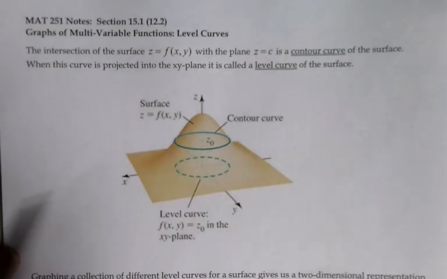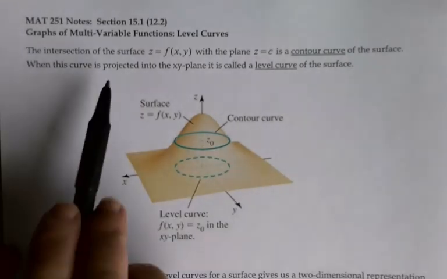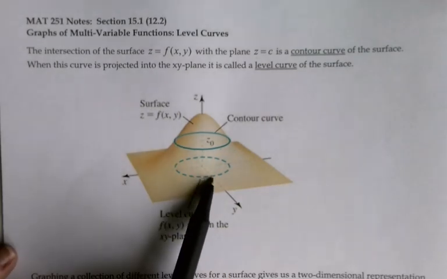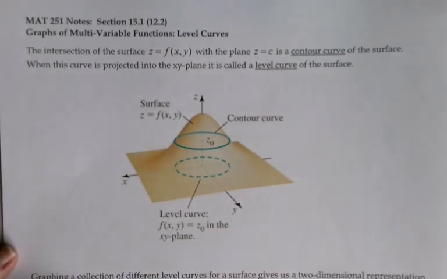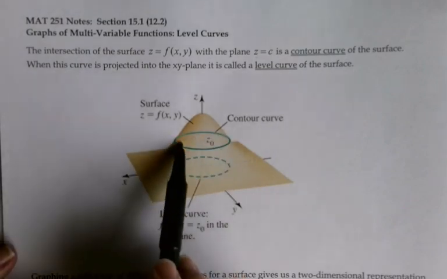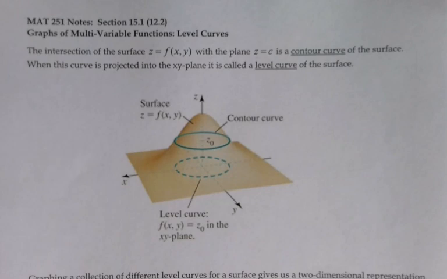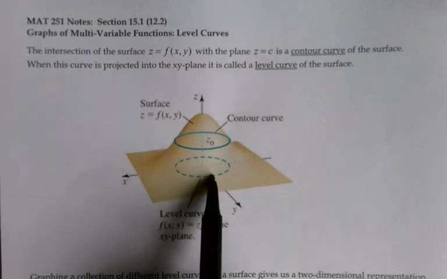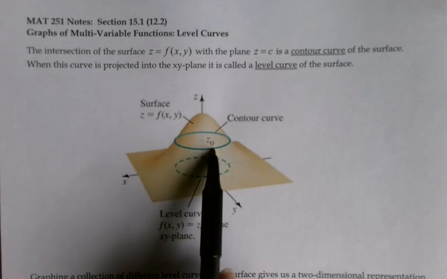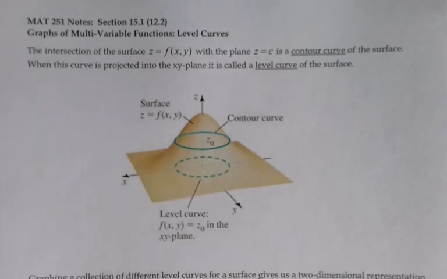If I take that contour curve and project it down into the xy plane, which is what this dotted line is, that's what's known as the level curve. So contour curves exist at whatever height they were in the original surface. Level curves are the contour curves that have all been flattened down into the xy plane.